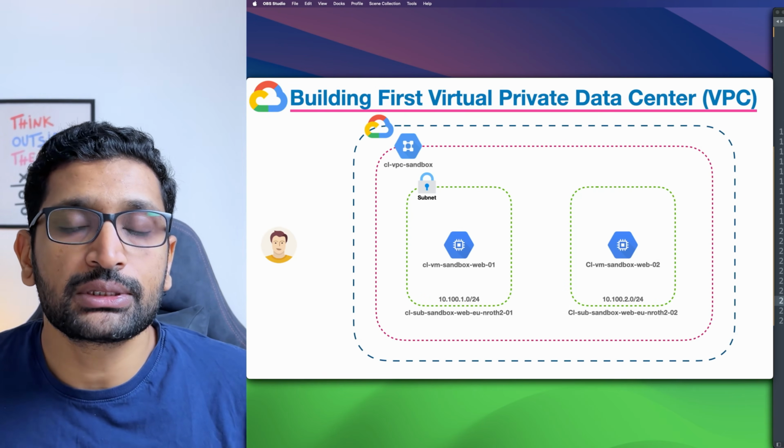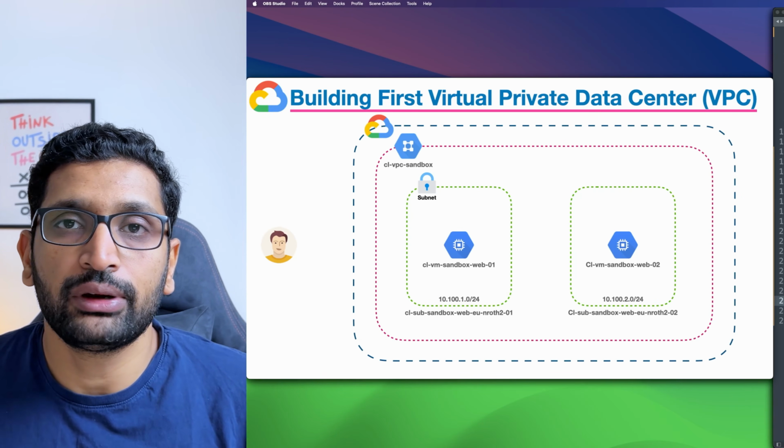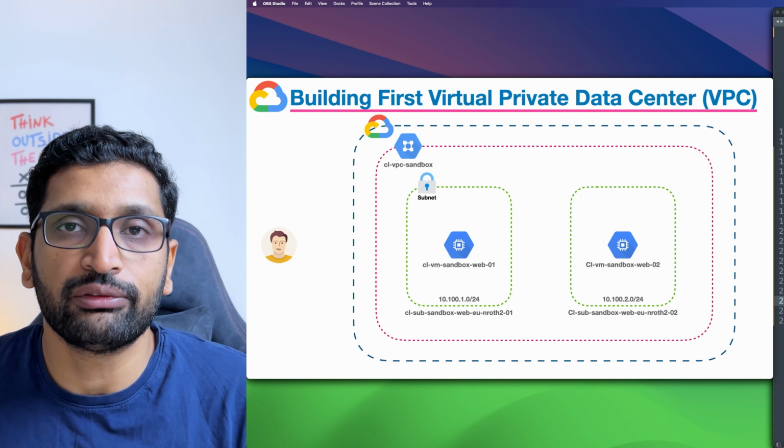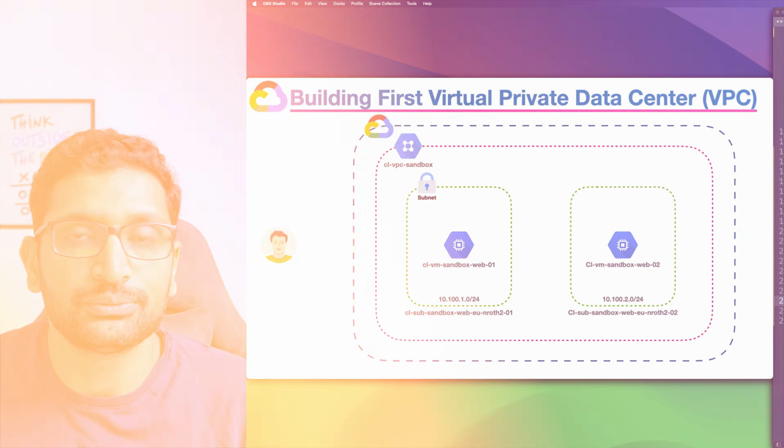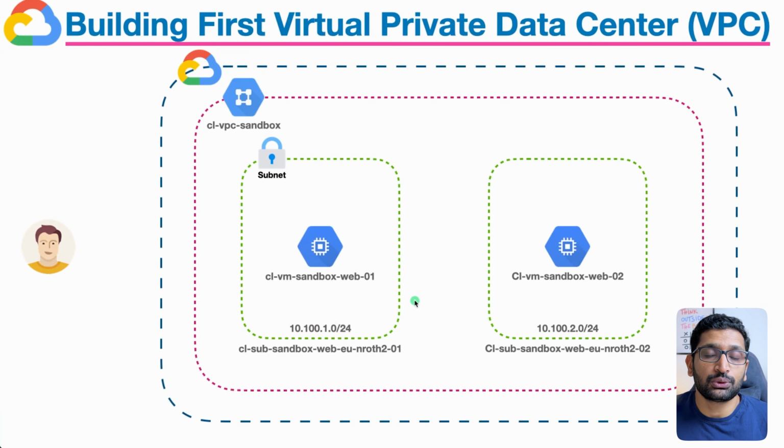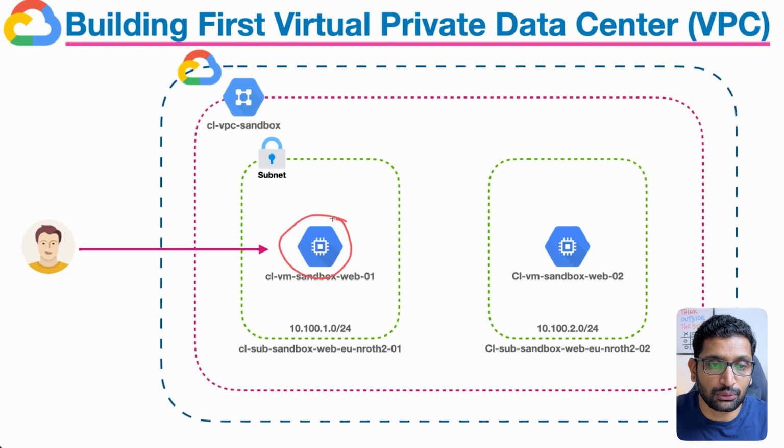In this chapter, we will be setting up our first virtual private data center, which we also call a VPC, on Google Cloud. And this is how our implementation would look. An end user will be accessing this virtual machine sitting inside the subnet, which you can see over here. This is the subnet which we will be creating, and this particular subnet will be present within this particular VPC.